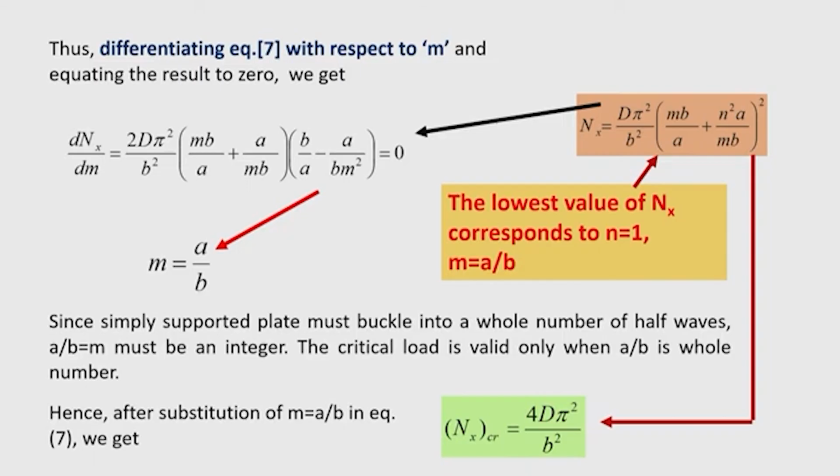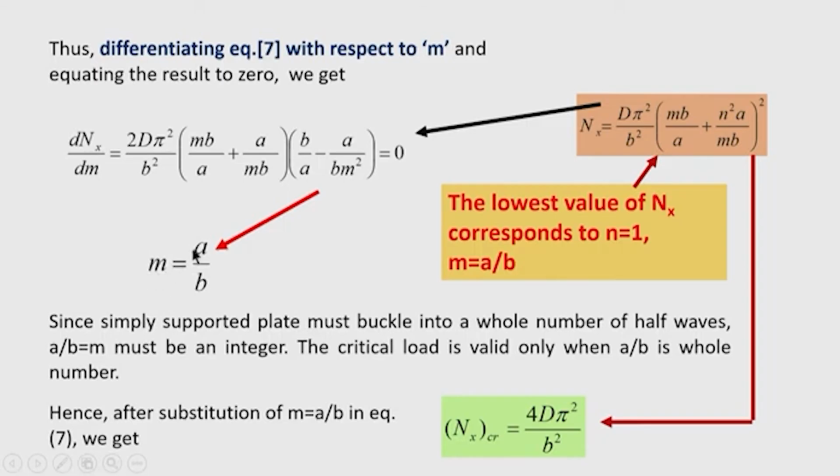Okay. m and n are positive integers. So, the second quantity, that is b by a minus a by b m square, must be 0. So, equating this to 0, we get m is equal to a by b. Now it is clear that the number of half waves in the plate is a by b, that is the aspect ratio. Since a simply supported plate must buckle into a whole number of half waves, a by b must be an integer, because m is an integer value.